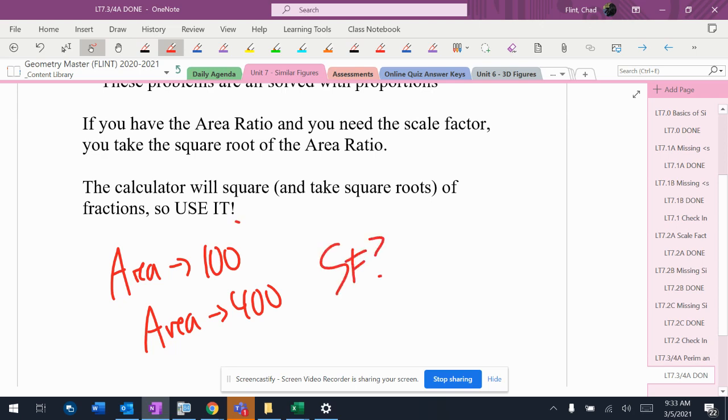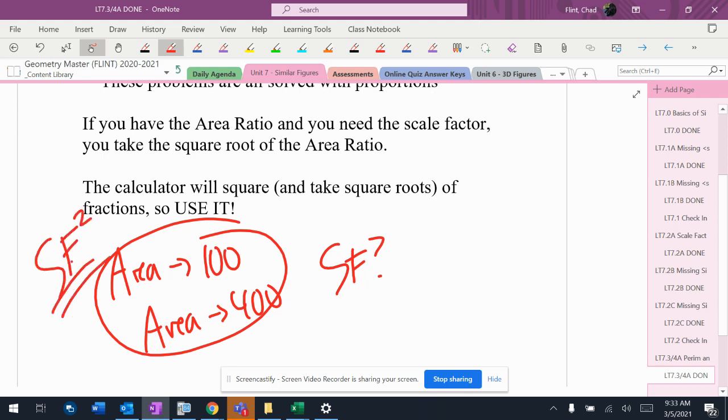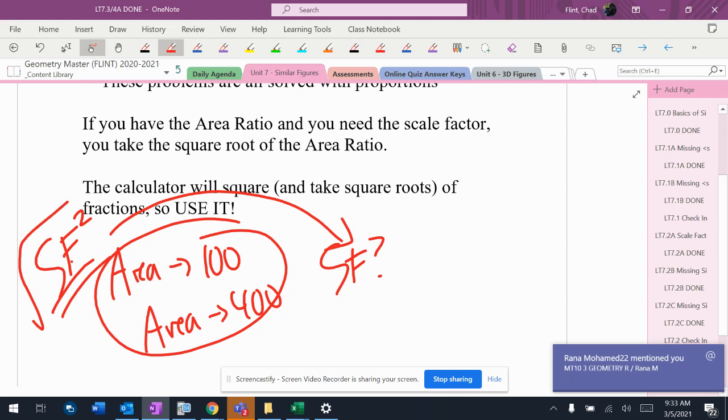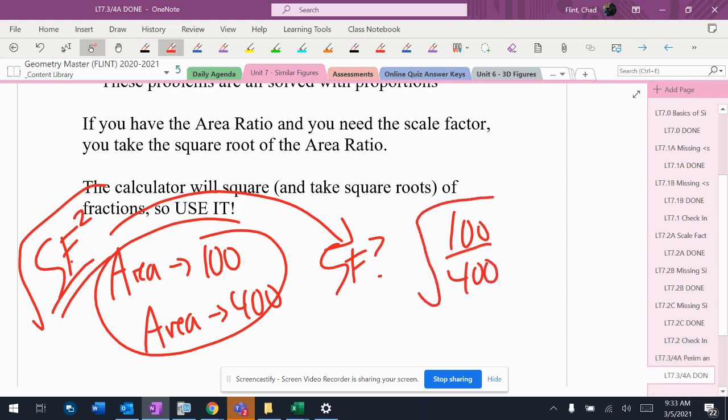This is the scale factor squared. So to get to here, I have to take the square root. That's what that says right there. I take the square root. So I'm going to have 100 over 400, and I have to take the square root of that. The calculator will do that.